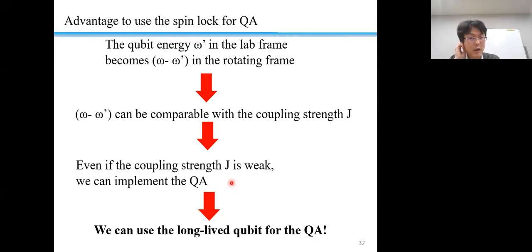Because, as I said before, in the conventional quantum annealing, it's very difficult to realize a strong coupling strength J. So J cannot be comparable with omega. However, in the spin-lock quantum annealing, the effective magnetic field becomes omega minus omega prime. The detuning is the effective Zeeman energy.